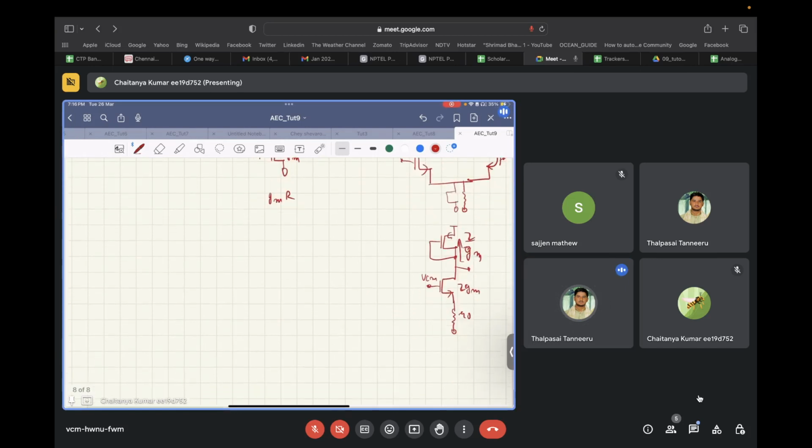So what is the differential gain? It's still GM times R. The common mode gain is now, if this 2 GM is GMP, 2 GMP times, sorry, it's not 2 GM, it's 1 by 2 GMP times 1 by R naught. So VCM by R naught is the current that is being pulled by the lower half of the circuit, and the upper half, the load, is 1 by 2 GMP. So it will be VCM by R naught times 1 by 2 GMP.